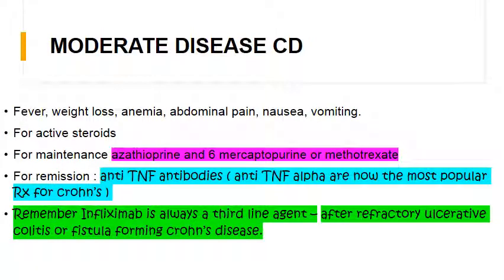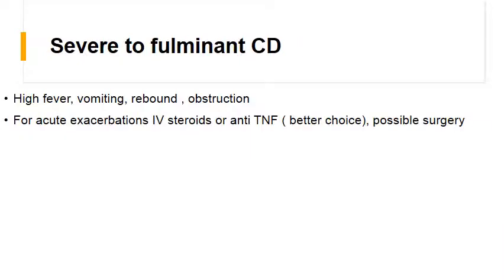Now, when it's a moderate case of Crohn's disease, the person has fever, weight loss, anemia, abdominal pain, nausea, vomiting, and diarrhea, but not necessarily bloody diarrhea because the blood is occult. We give active steroids. But for maintenance, azathioprine and 6-mercaptopurine or methotrexate are used. For remission after that, anti-TNF alpha antibodies are now the most popular treatment for Crohn's. Remember, infliximab is always a third-line agent after refractory ulcerative colitis or fistula-forming Crohn's disease. Don't mark that as the first answer.